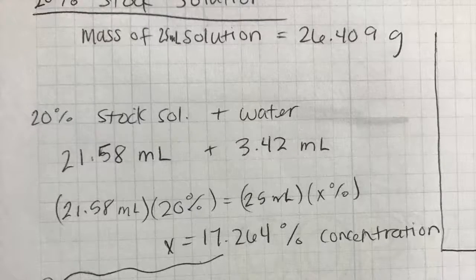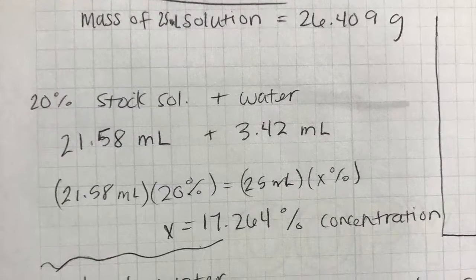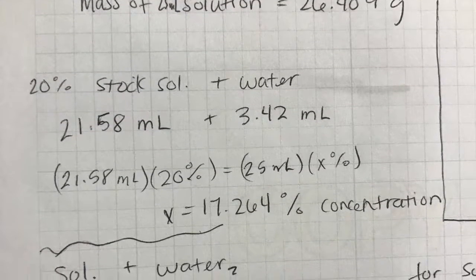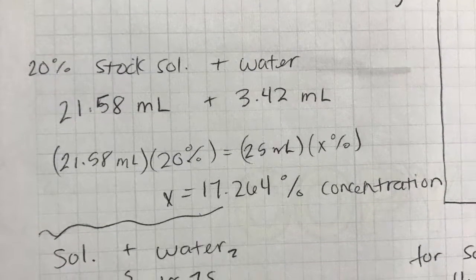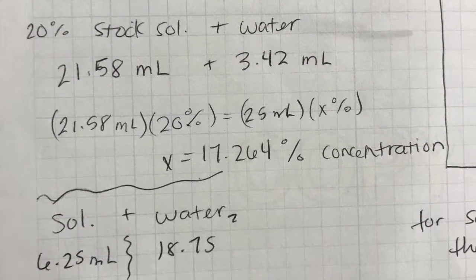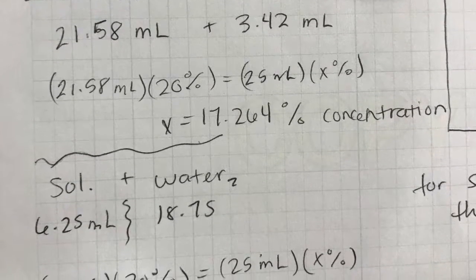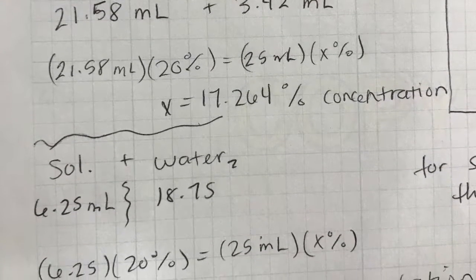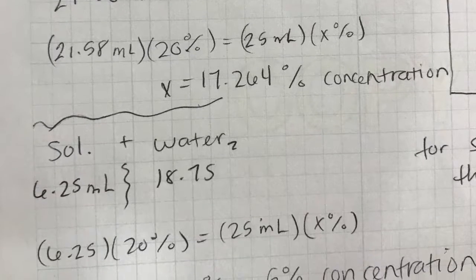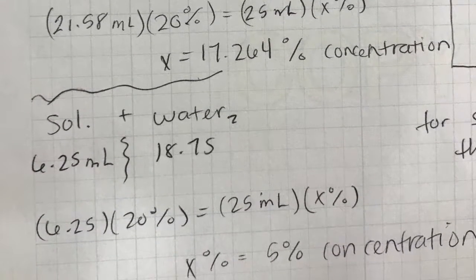To find the concentration of the dilution, we use a proportion with concentration and volume to find an unknown data value. Here, the 20% stock solution in water, the 21.58 is the first volume, times 20%, which is the first concentration, equals 25 milliliters, which is the second volume, times X percent, which is the second concentration. We end up getting 17.264.